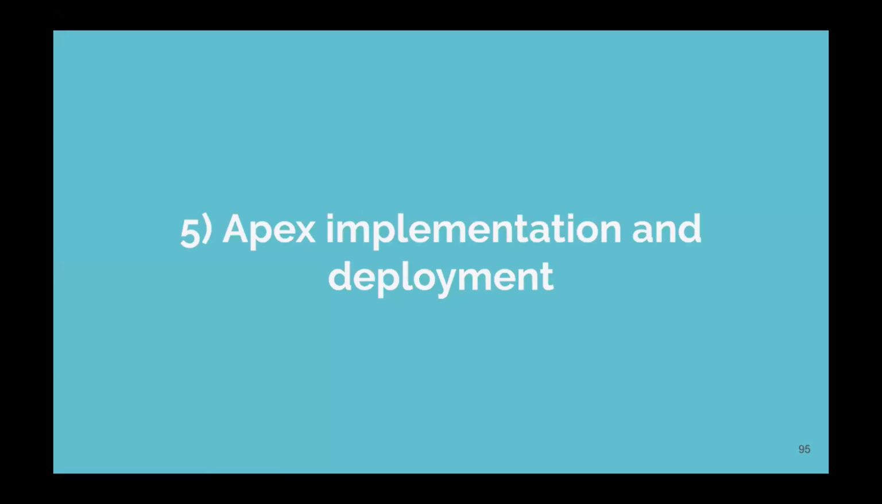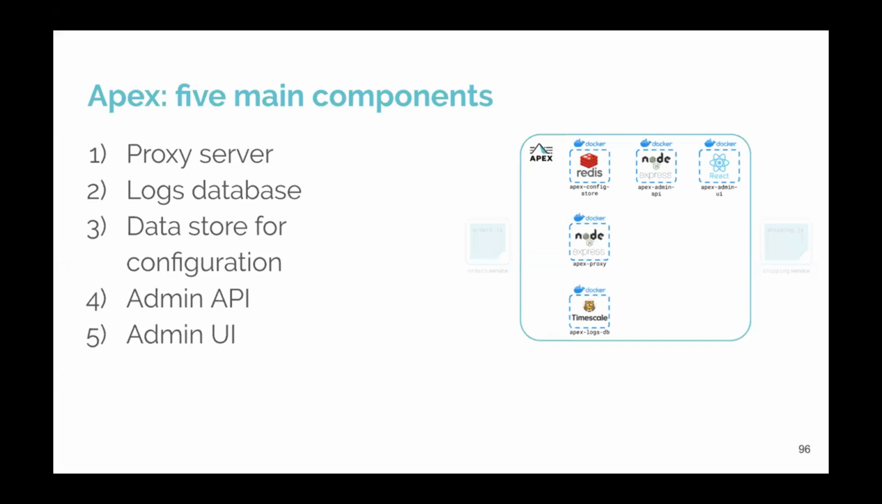So what did we actually build, and how did we deploy Apex? Again, there are 5 main components to Apex. We have that main proxy server, a logs database to store all the log information, a data store for our configuration, and we also added in an admin user interface that communicates with the configuration store and the logs database through an API.